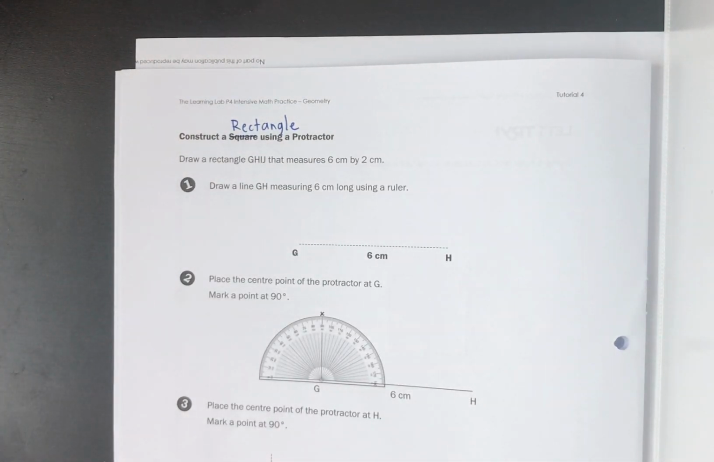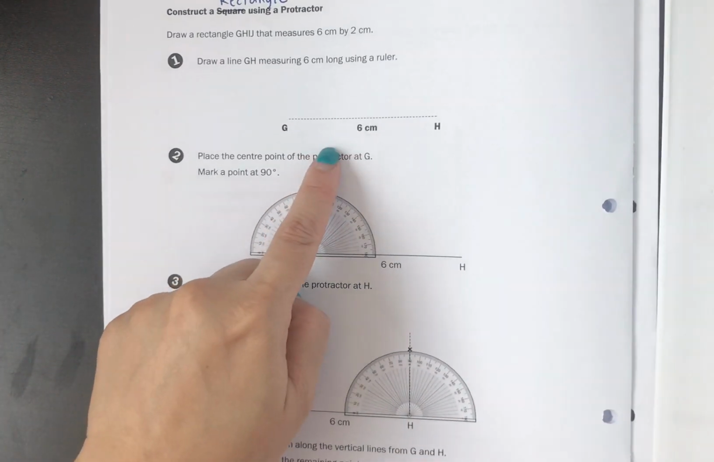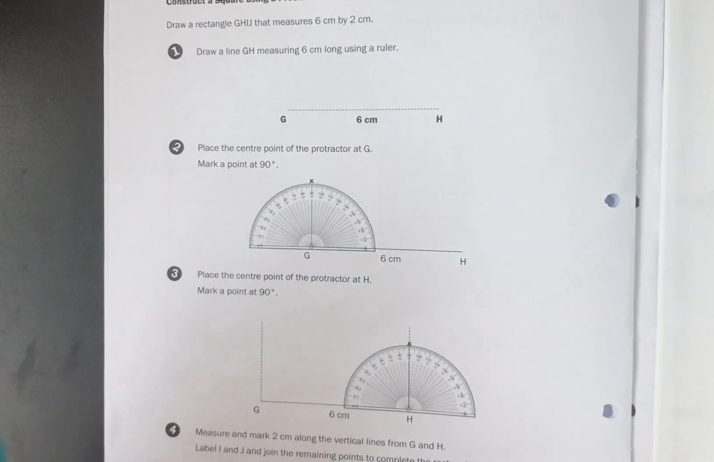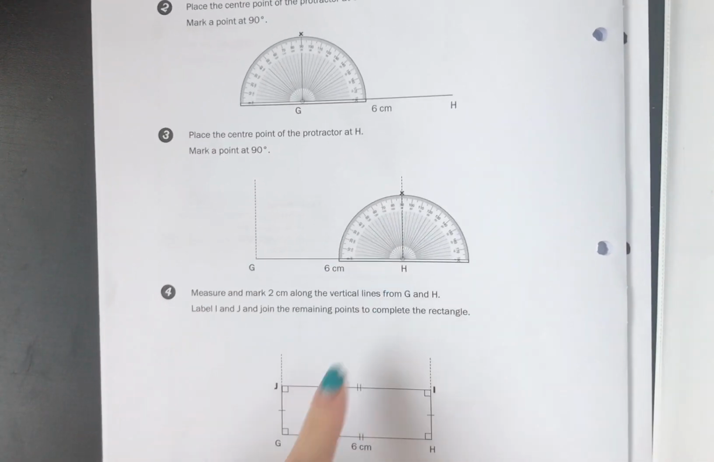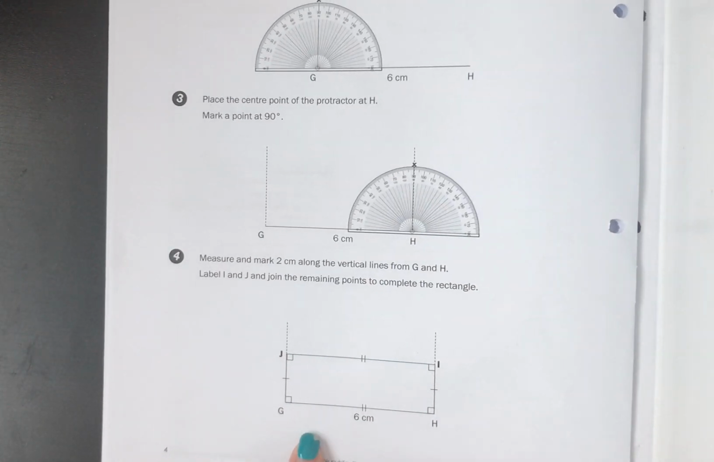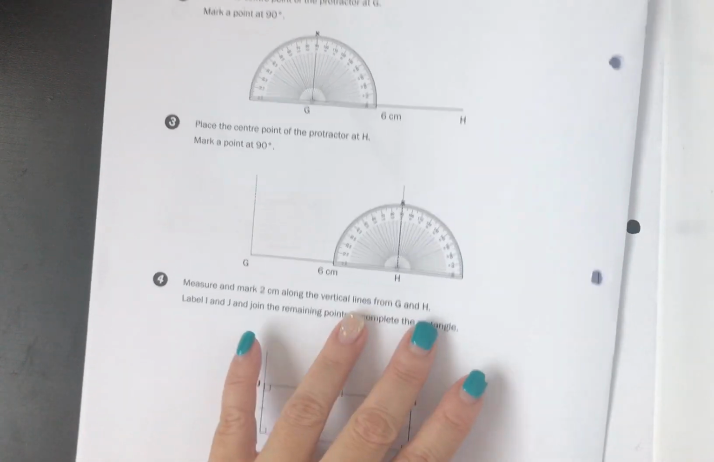Okay, so let me recap. So first we draw one line to start. Now instead of using the set square, we use a protractor. I'm going to recap how to use the protractor, and then we're going to finish by labeling our rectangle very well.